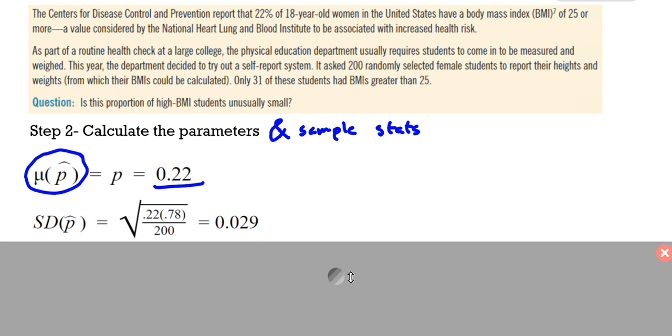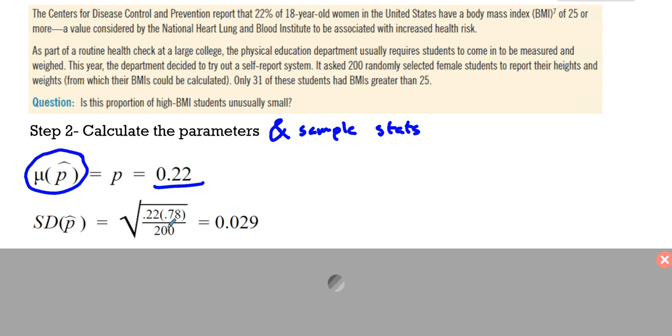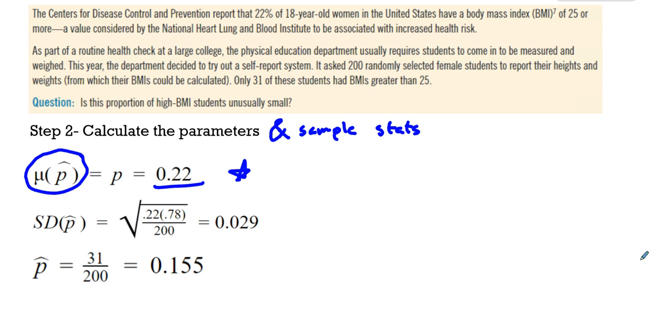Standard deviation, we build from that. It is the square root of 0.22 times 0.78, all divided by 200. That's pq divided by n, which is 0.029. And then the only other thing we need, because we've got a mean and a standard deviation, is a sample statistic. We expect 0.22. Did we get 0.22? Not at all. We got 0.155.